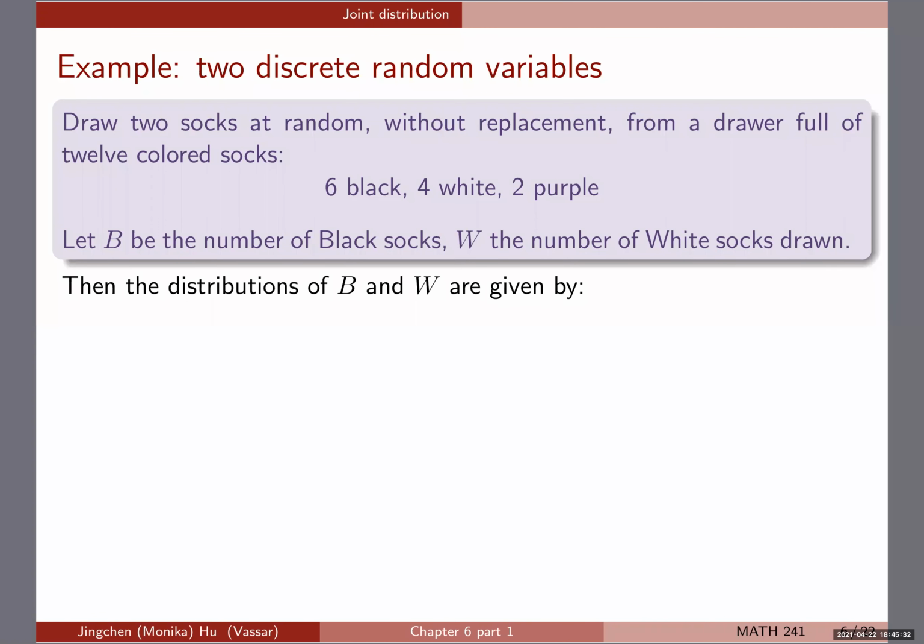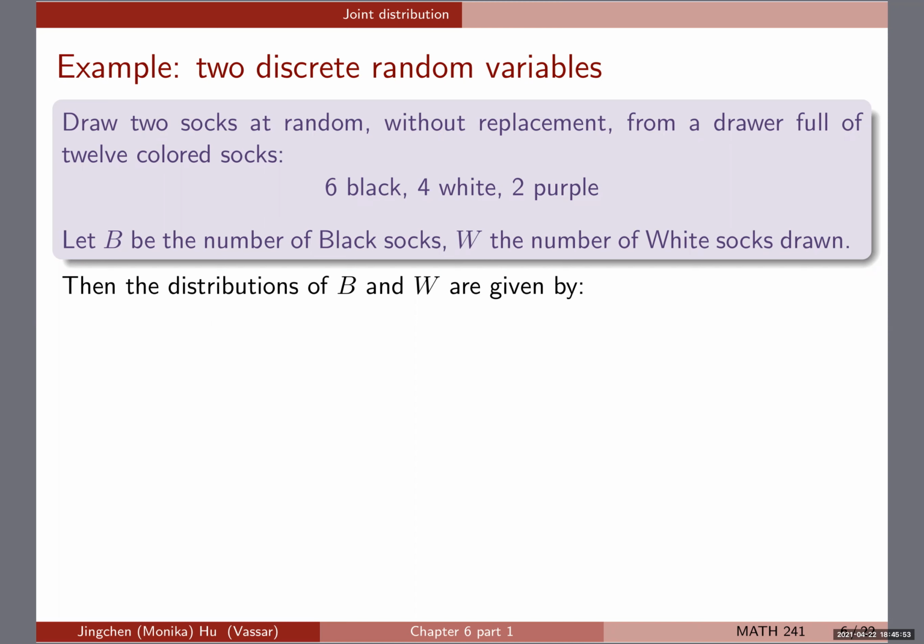Okay, so now after talking about the generic definition, let's come to an example of two discrete random variables. If you recall, this was one of the examples in the first lecture of the semester that I talked to you about. Draw two socks at random without replacement from a drawer full of 12 colored socks. There are 6 black, 4 white, and 2 purple.